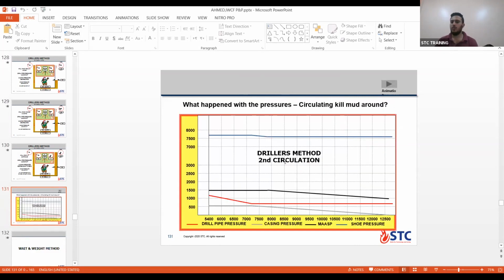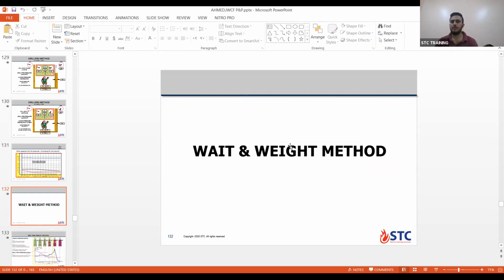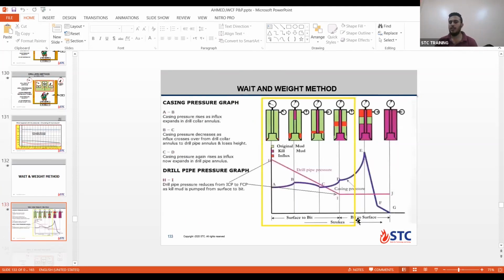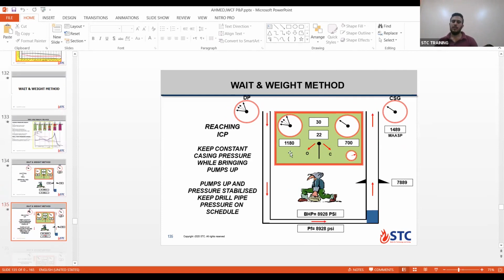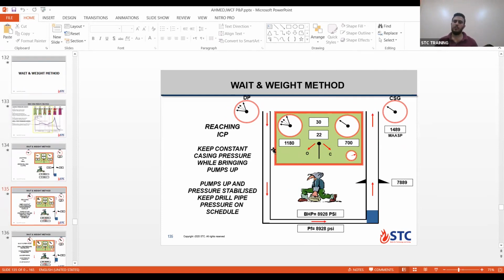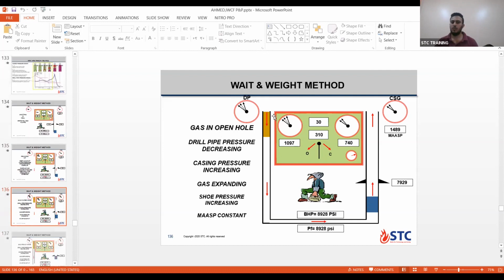For the wait and weight or engineer's method, we have here influx inside the well, and we need to start pumping kill mud while displacing the influx, while displacing the original mud. So look here, we have shut-in drill pipe pressure 530, we have shut-in casing pressure 700. Okay, once we start pumping, we reach ICP once we reach kill rate 30 SPM. So we are going to follow the step down table. So start pumping kill mud here, following the drill pipe pressure schedule.